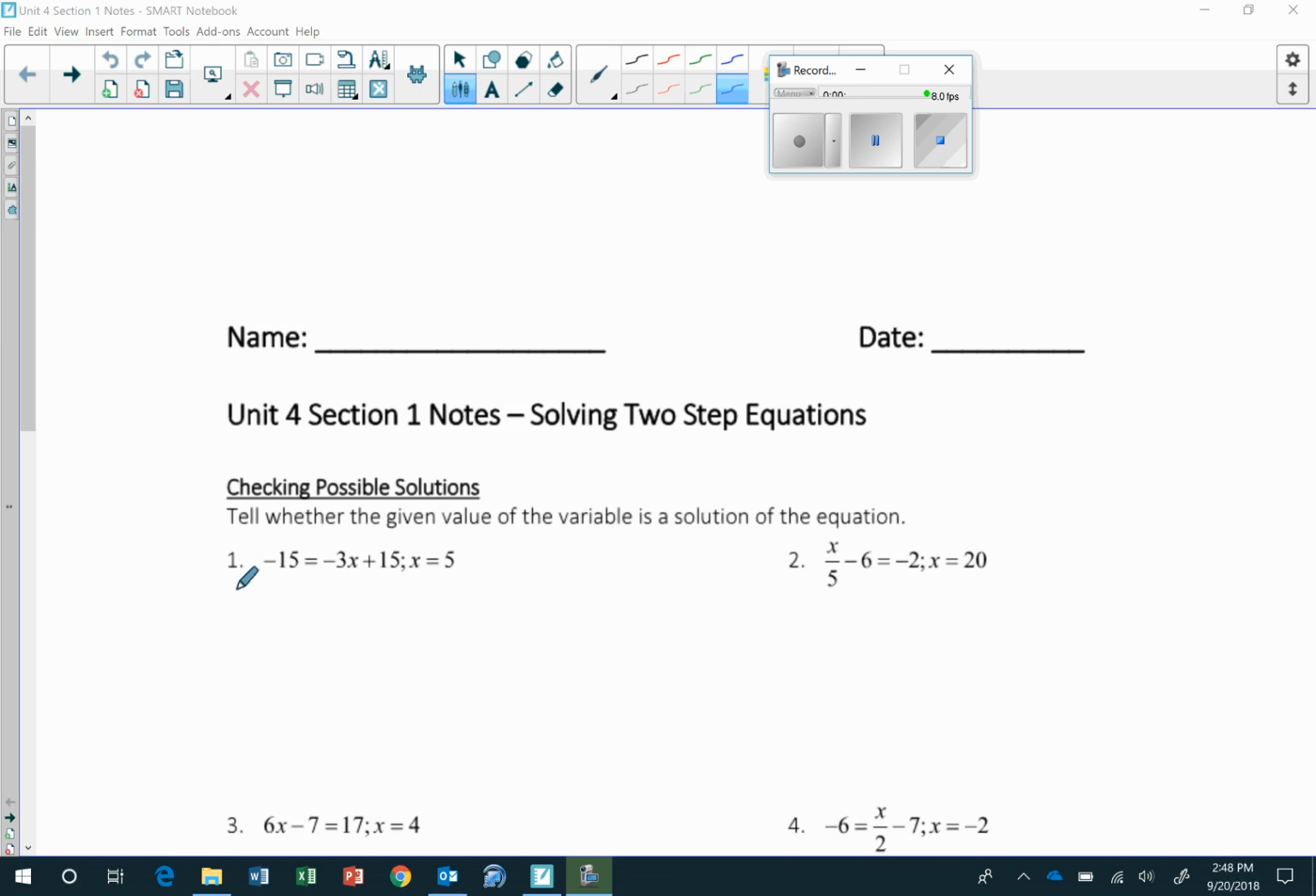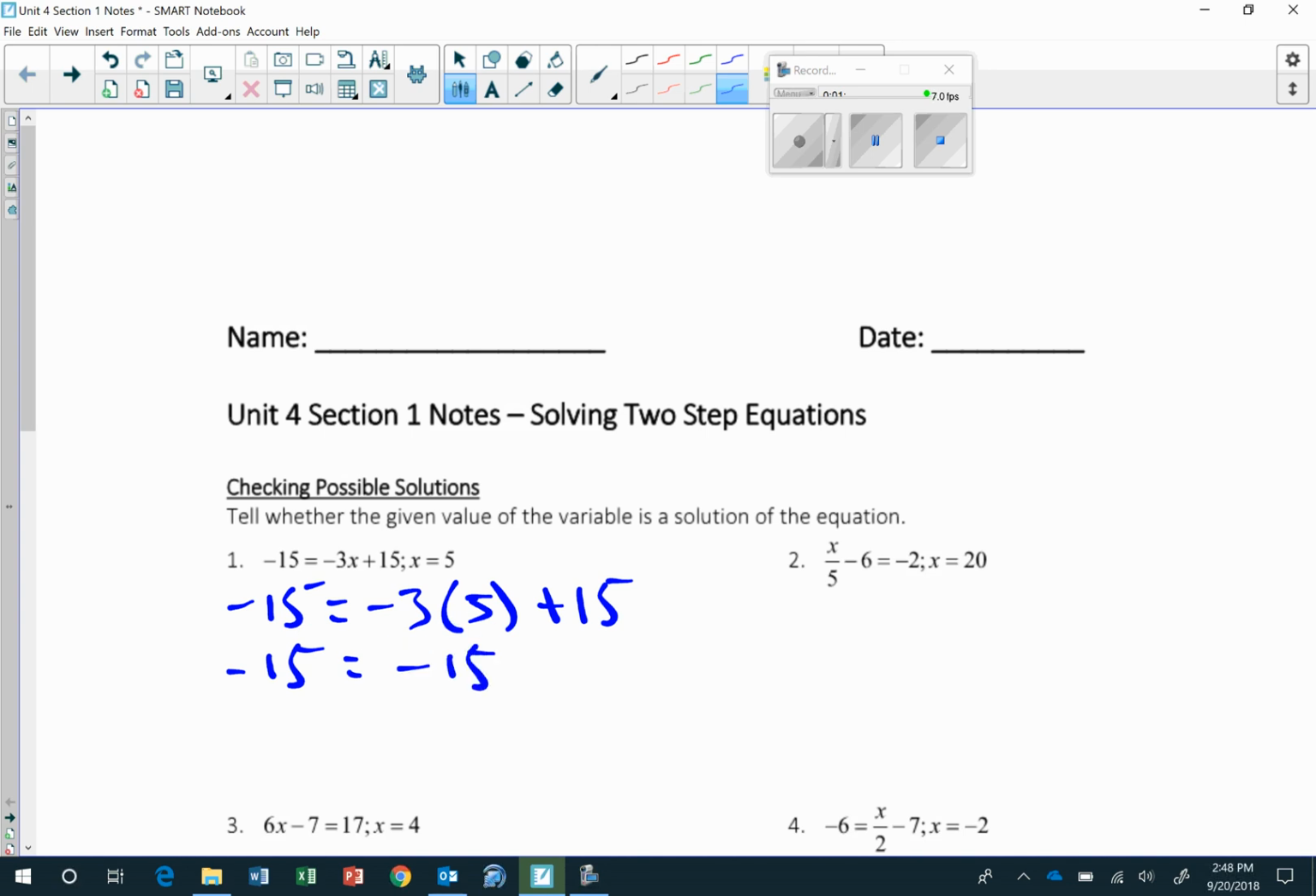So what we're going to do is rewrite the equation. So I have negative 15 equals negative 3, and I'm going to plug in 5 for x, plus 15. Now I'm just going to work out this right side. So I have negative 15 equals negative 15 plus 15. Negative 15 plus 15 is 0. So now I just need to look at it and see, is negative 15 equal to 0? That is not, so I know that this is not a solution.